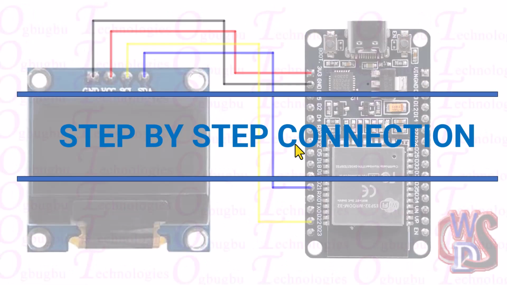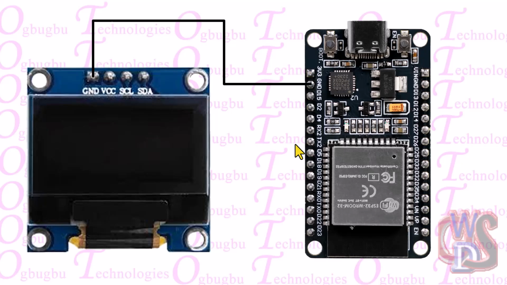So this is a step-by-step connection. Now, what we are doing is connecting our ground. Make sure we use the exact components that were used for the connection so that you won't get confused. I would have just used schematics to explain it, but this way you'll be able to follow along. This is exactly what you have in your hand. So connect ground to ground on the ESP32, then VCC to 3.3 volts.